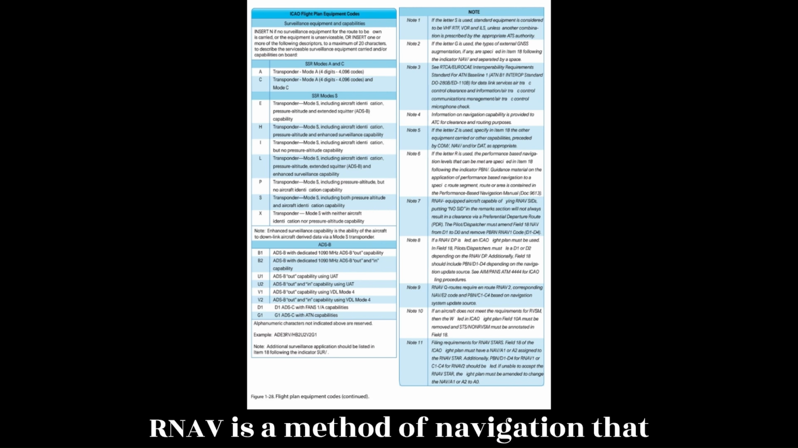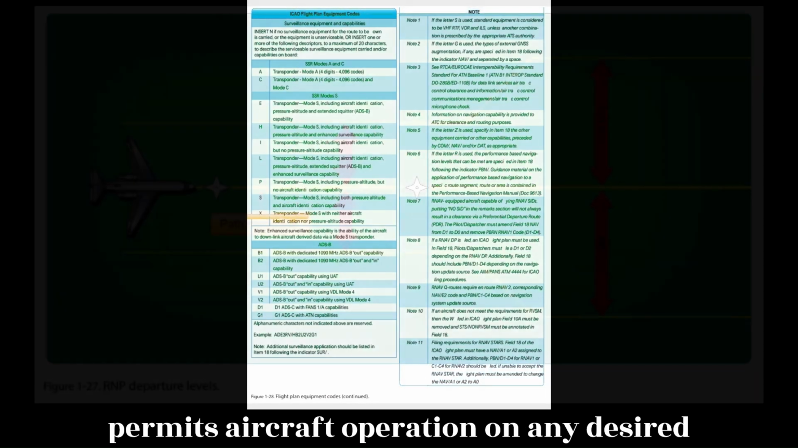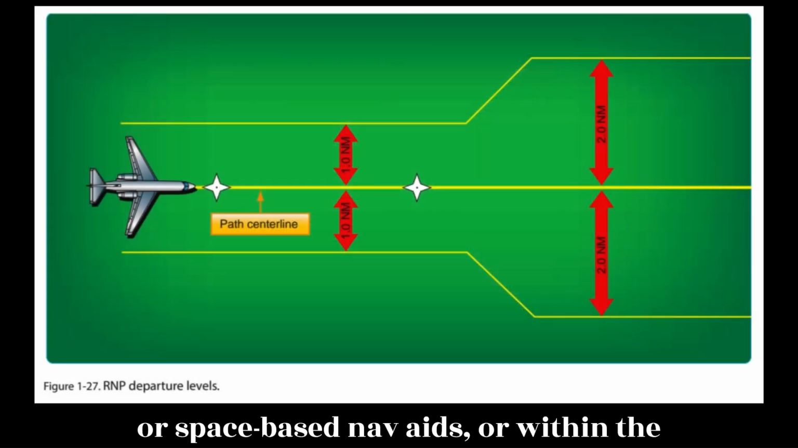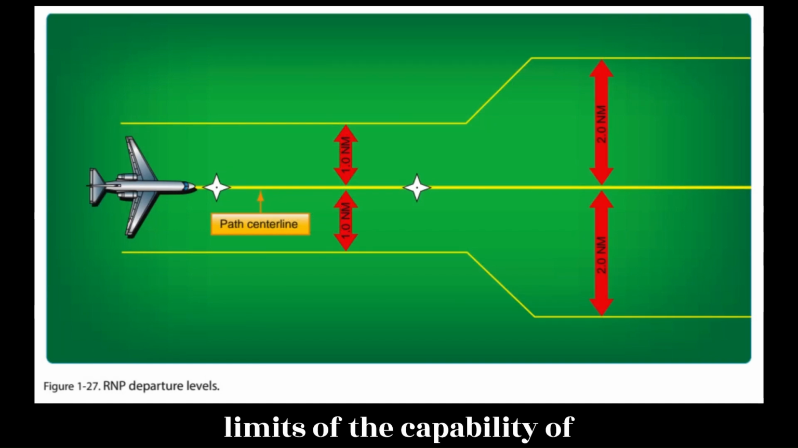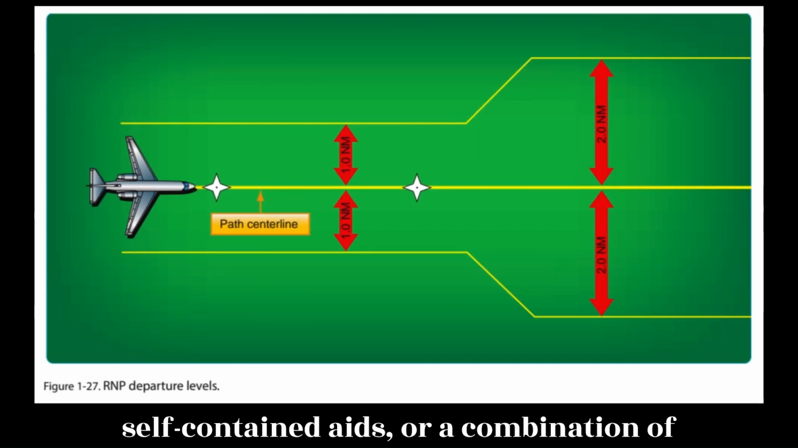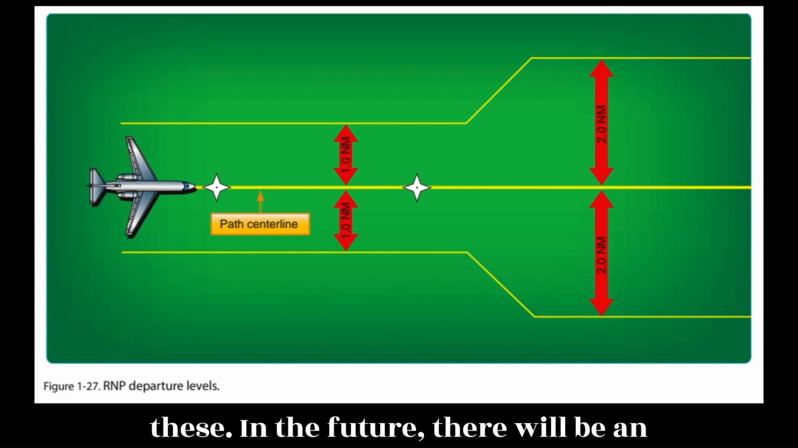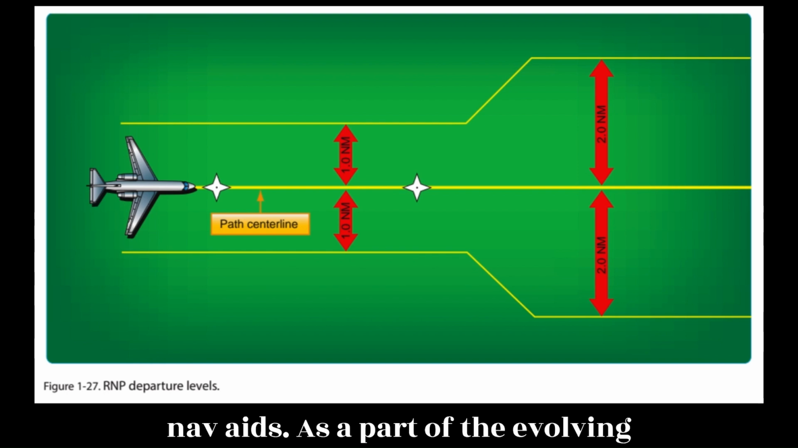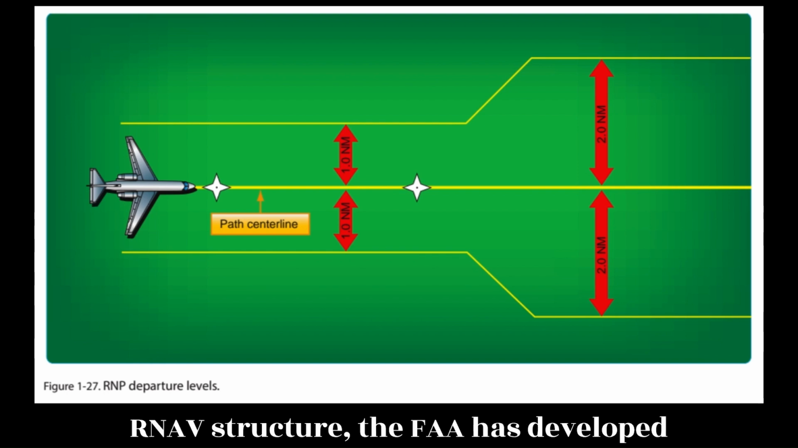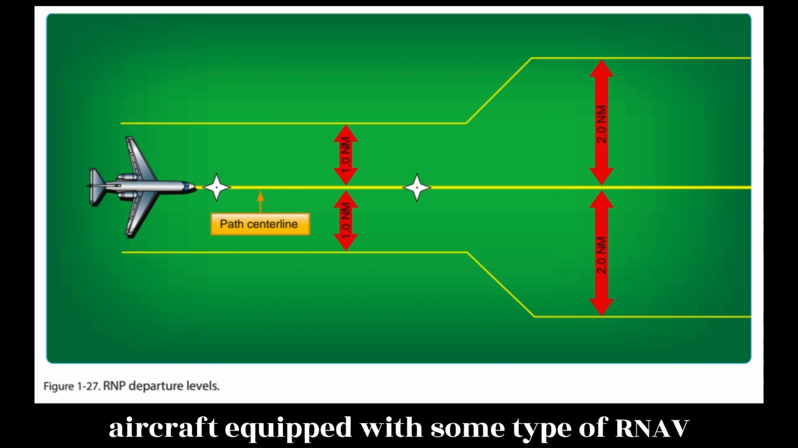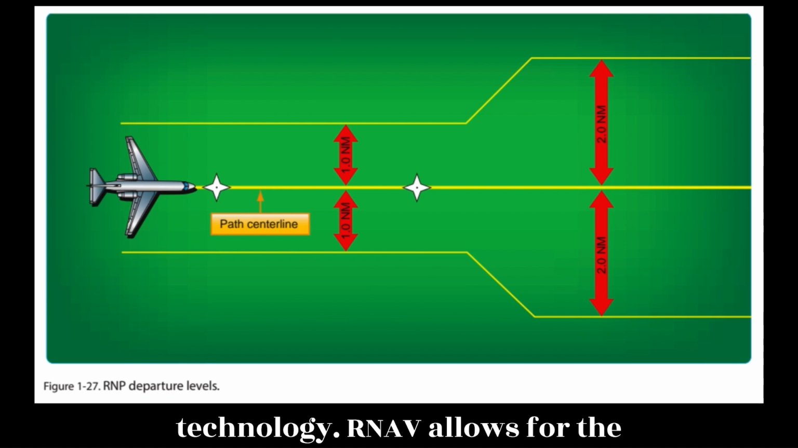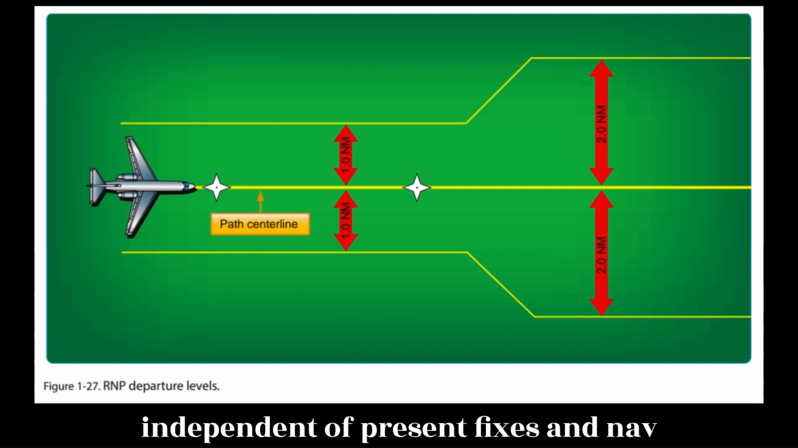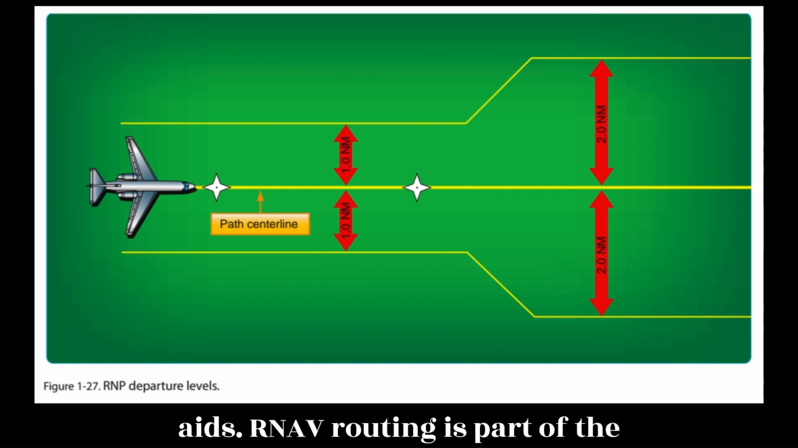RNAV is a method of navigation that permits aircraft operation on any desired flight path within the coverage of ground or space-based navaids or within the limits of the capability of self-contained aids or a combination of these. In the future, there will be an increased dependence on the use of RNAV in lieu of routes defined by ground-based navaids. As a part of the evolving RNAV structure, the FAA has developed departure procedures for pilots flying aircraft equipped with some type of RNAV technology. RNAV allows for the creation of new departure routes that are independent of present fixes and navaids.